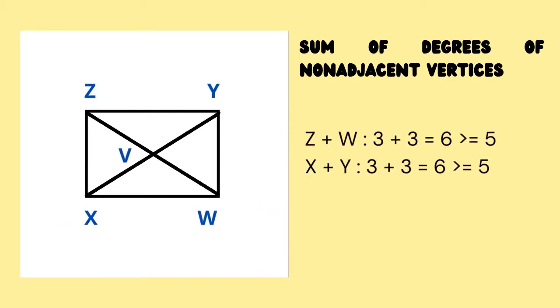Then, the sums of these non-adjacent pairs would be compared using greater than or equal to, to find out if this graph is actually a Hamiltonian circuit. Z and W is equal to 6 greater than or equal to 5, and X and Y is equal to 6 greater than or equal to 5. The graph has a Hamiltonian circuit since the sums of the non-adjacent pairs satisfy the condition of being greater than or equal to the number of vertices, which is 5.